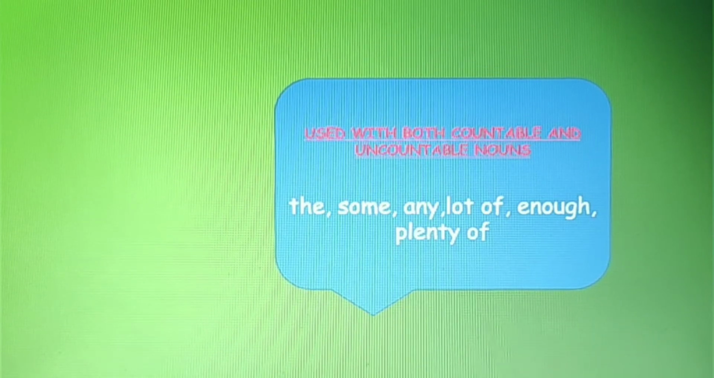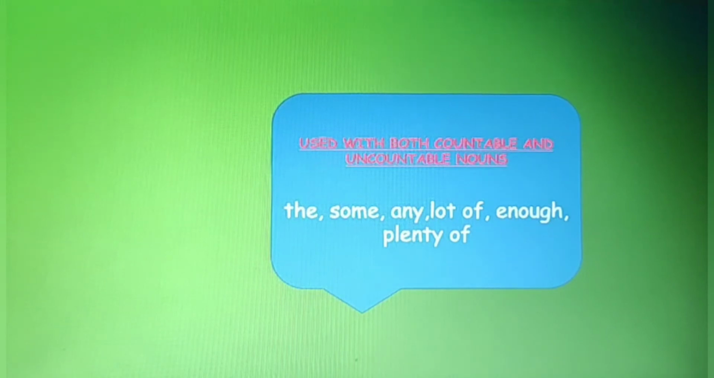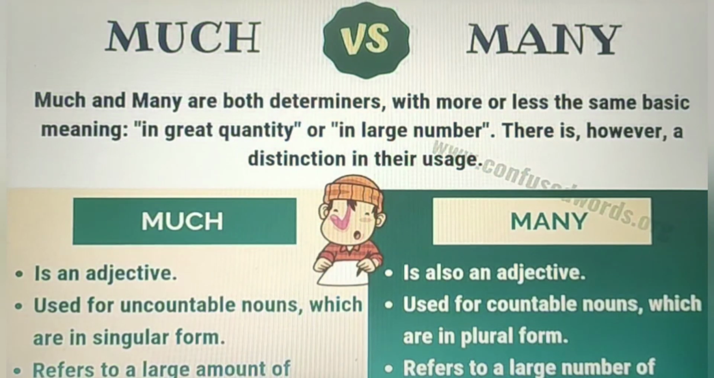Some. For example, we can say I ate some cake. So cake is countable, right? We can count cake, how many cakes, but we can use some before a countable noun. Some can be used with an uncountable noun also, like some time. Give me some money, or give me some time to do this work. Plenty of can also be used with an uncountable noun. For example, plenty of energy. Energy is an uncountable noun. So we can use plenty of before an uncountable noun. So these are the words which we can use with both countable and uncountable nouns.